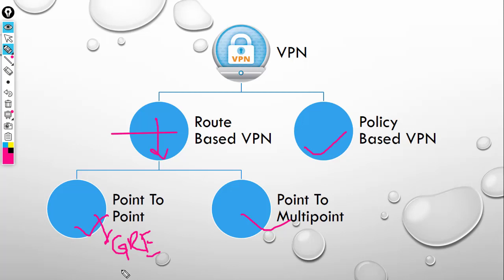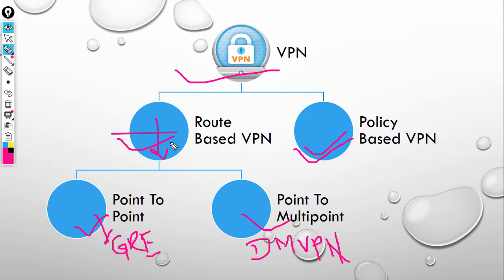Don't get confused, right? For point-to-multipoint VPN, we're going to have DMVPN, Dynamic Multipoint VPN. That would be an example of point-to-multipoint VPN. So just an insight: keep in mind that for VPN we have two categories for how we can configure it. One is route-based, one is policy-based.